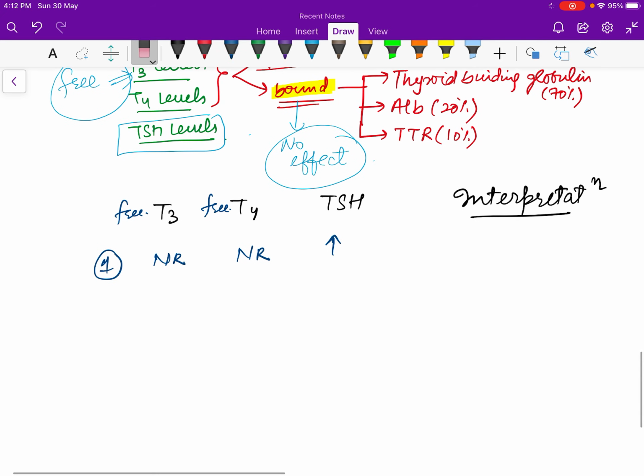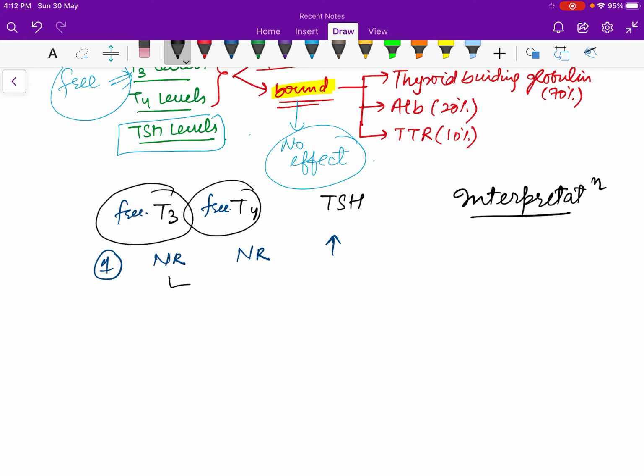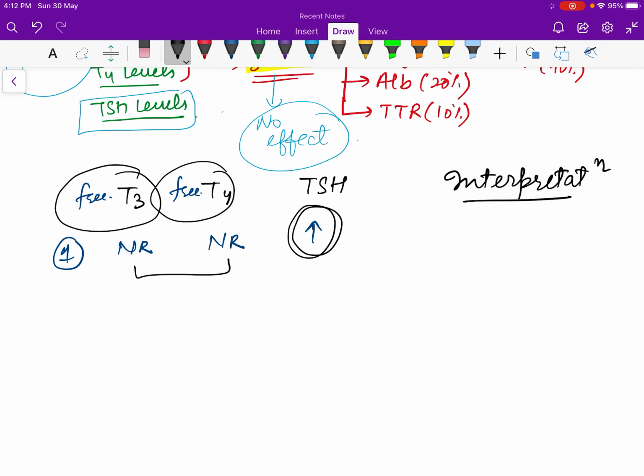Clearly, if free T3 and T4 levels are normal, then TSH levels are also normally normal. But if T3 and T4 levels are decreased, there will be manifestations of hypothyroidism and less feedback inhibition of TSH, so TSH will be increased. Now in this case, free T3 and free T4 are normal, so the patient does not show symptoms of hypothyroidism, but TSH is more. More TSH means there is less feedback inhibition. So the person has hypothyroidism, but there are no clinical manifestations. So this is called subclinical hypothyroidism.